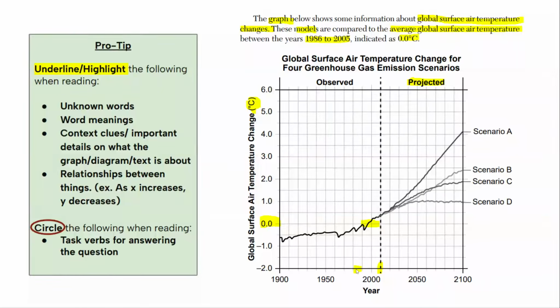It seems 1986 is right here, 2005 is right here, indicated as 0 degrees. This is 0 degrees Celsius right here. So I'm seeing that this area right here that merges 0 degrees Celsius and between 1986 and 2005, it's talking about right here. So we're comparing these models A, B, and C to what the average air temperature was around here in this time.